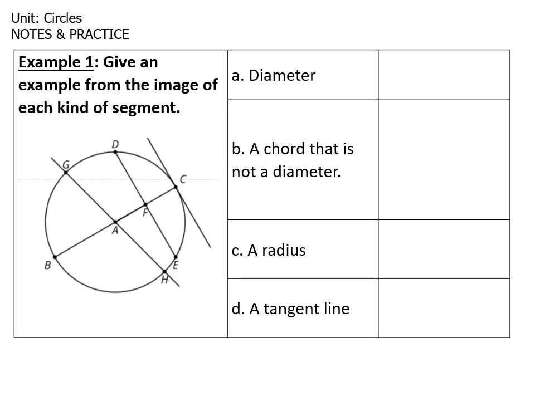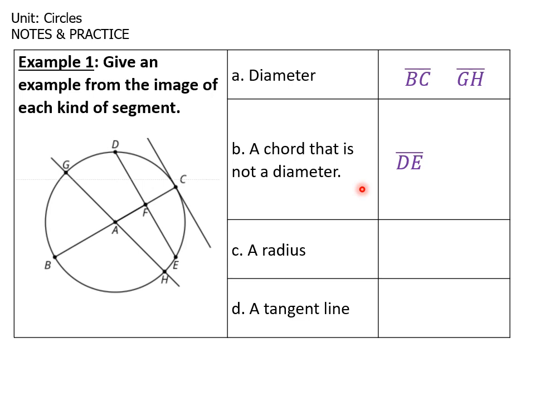So example 1, we want to give an example from our picture here of each kind of segment. A diameter, well, it's got to go through the center. There's only two lines that go through the center. That'd be BC and GH. A chord that is not a diameter, so I've got to touch the circle twice, and I can't go through the center. That's only this one, so that'd be DE.